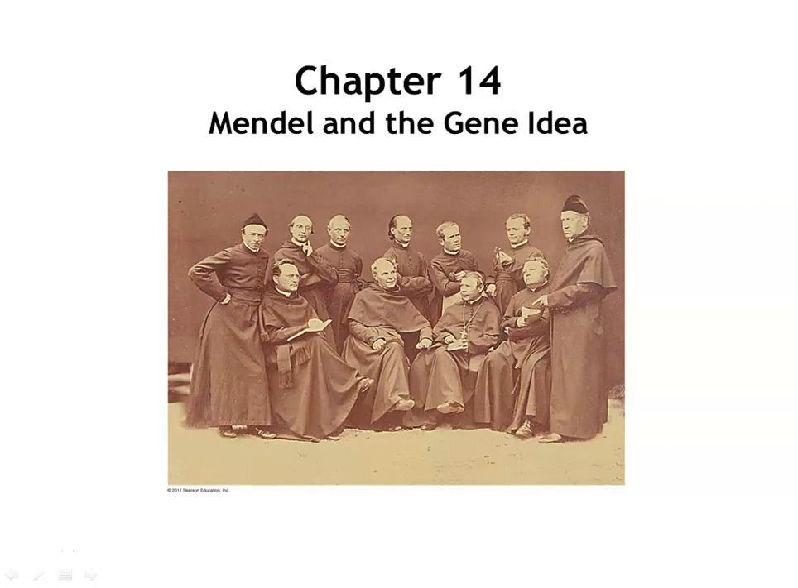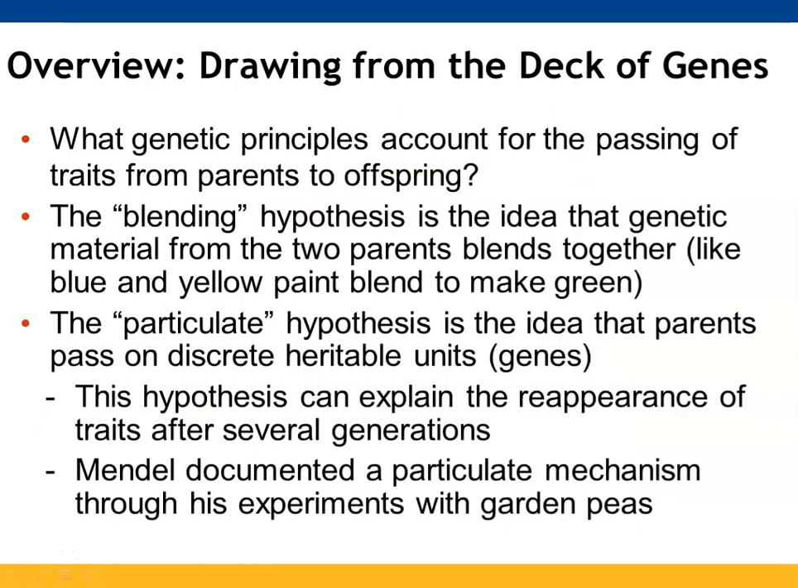All right, so chapter 14 is going to focus on Mendelian genetics. So, what genetic principles account for the passing of traits from parents to offspring?